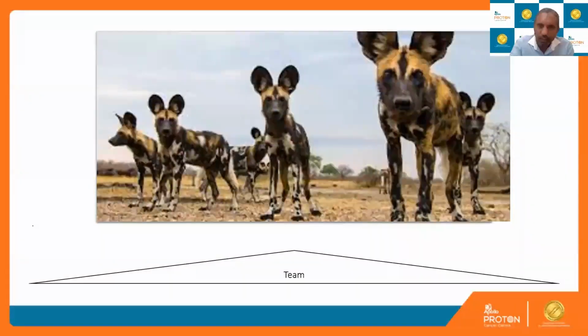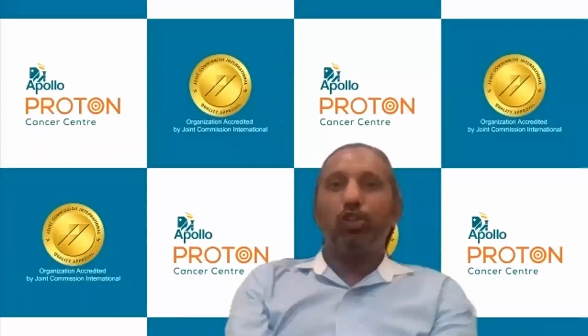As we know, this picture shows a pack of African wild dogs. It seems 85% of the times when they hunt, the hunt is successful. When a tiger hunts, only 5% of the time they are successful. So it is a lesson to learn that when we work in a team, you get the best out of what we can for the patient.